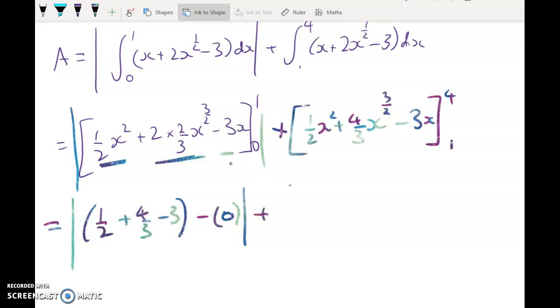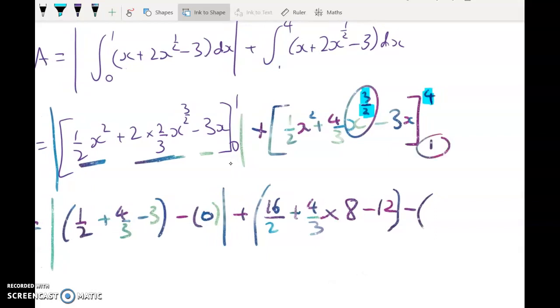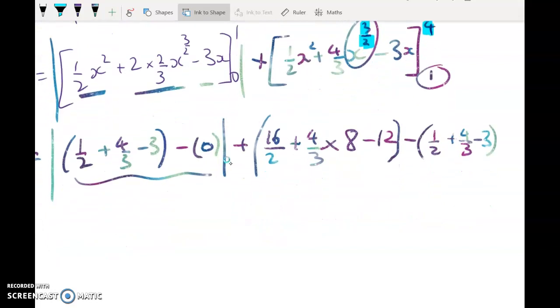And here we're going to have, well, 4 squared is 16, so a half of 16 will be 8. So 16 over 2 plus 4/3. Right, let's look at this without our calculators. So x to the power of 3 over 2 means the square root of x, which will be 2, cubed. So that will be 4/3 of 8 minus 12 minus the bottom end of the integral at 1, but we've already worked that out there. So looking at what we've got here, it's going to be minus 12, 1/2 plus 4/3 minus 3. We've just got to clean up a whole bunch of fractions.